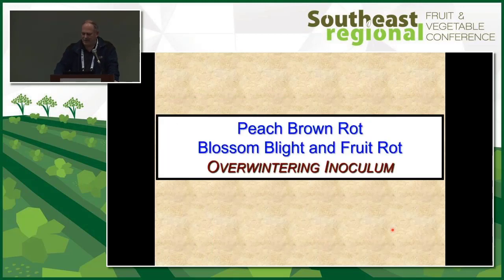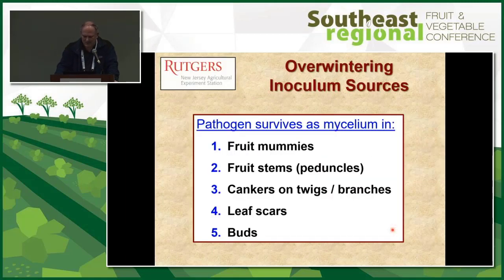Okay, now we'll look at the overwintering inoculum. And there are 5 types of sources of overwintering inoculum. First are the fruit mummies. I'm sure you're all aware of that. And then the fruit stems, or the peduncles. Then there's cankers on the twigs and the branches. And then there is mycelium also that occurs in leaf scars and buds. All right, so this is where the mycelium hides to get ready for the next year in terms of infection.